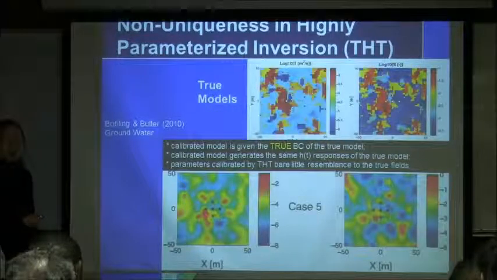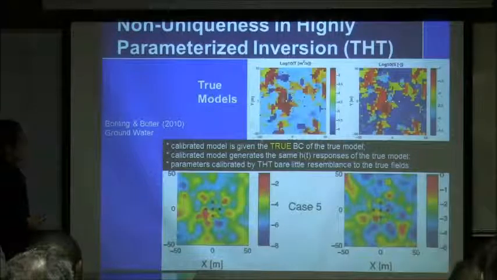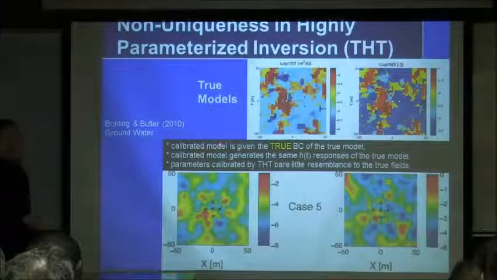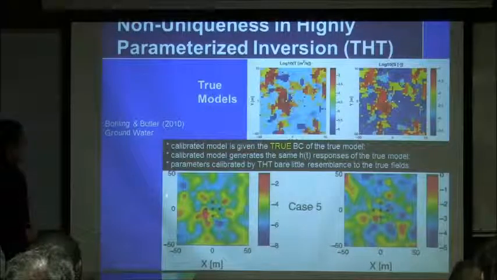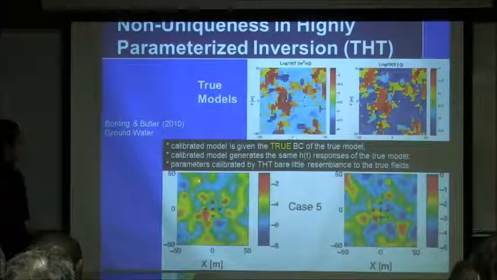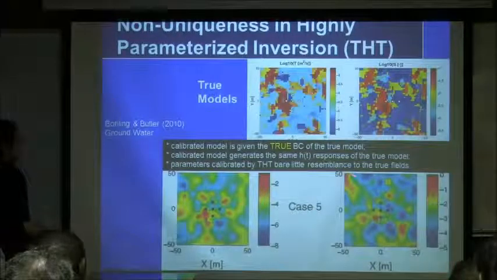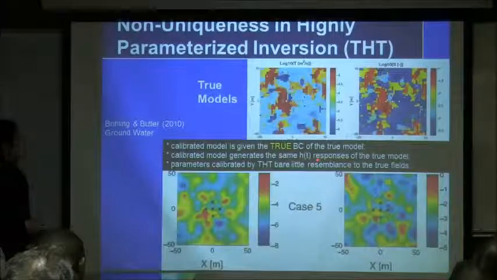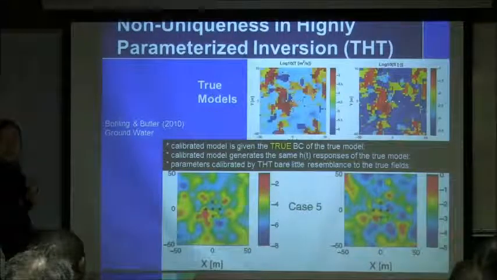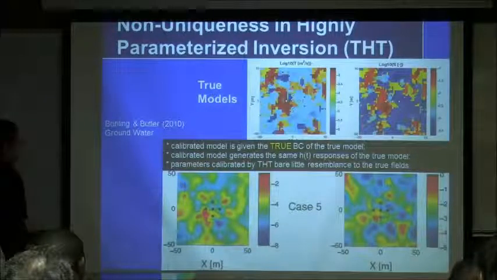In the real world, we don't know the true boundary condition, but at least they are giving the true boundary condition to the calibrated model. Then they found a set of calibrated models. This is log 10 T, log 10 S. Both models, using these parameters, the calibrated model generates the same hydraulic response as the true model. So they fit the true observation perfectly.